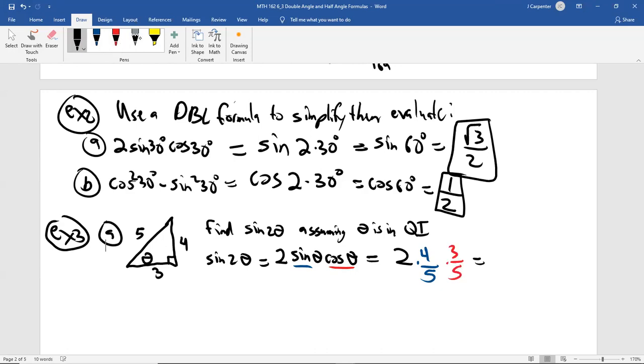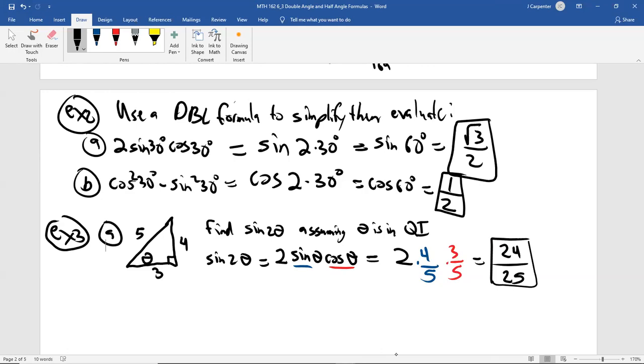Nothing to reduce, 2 times 4 is 12. Wait, I'm sorry, I did the 4 times 3 in my head. 2 times 4 is 8, 8 times 3 is 24. 5 times 5 is 25. So there's our answer. Easy as pie.